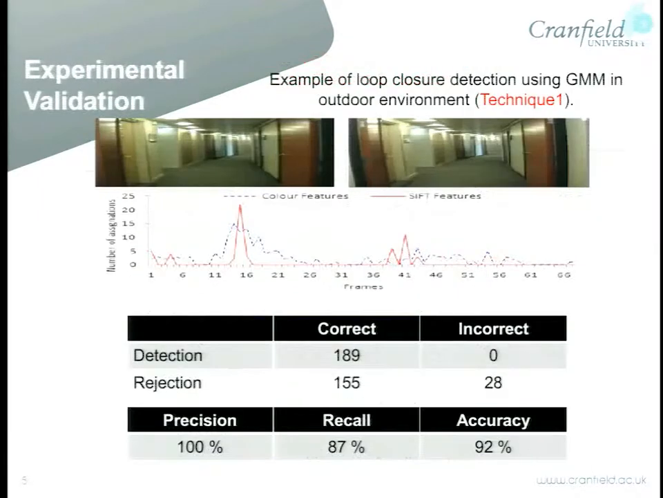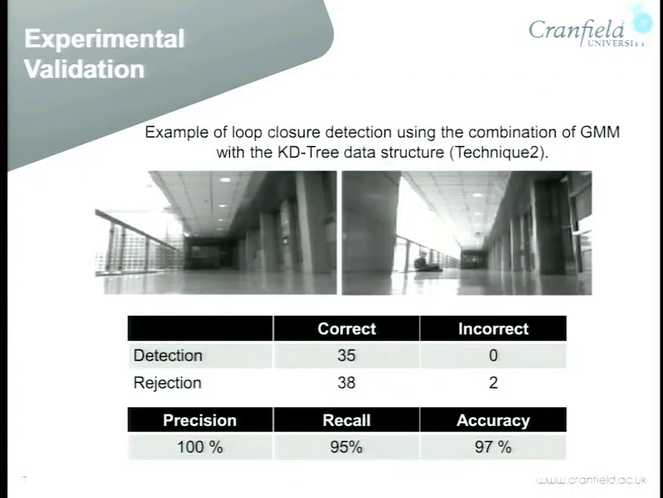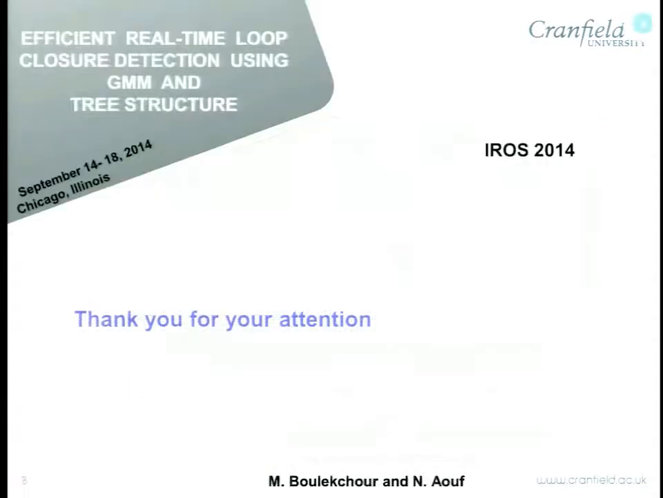Here we present some results in an outdoor setting. The graph shows the number of assignments of all previously seen frames for two descriptor spaces, that is SIFT and color. This is another example from some outdoor environment. The table shows precision, recall, and accuracy. And this is an example of loop closure detection using the combination of GMMs with KD trees data structure. Thank you.